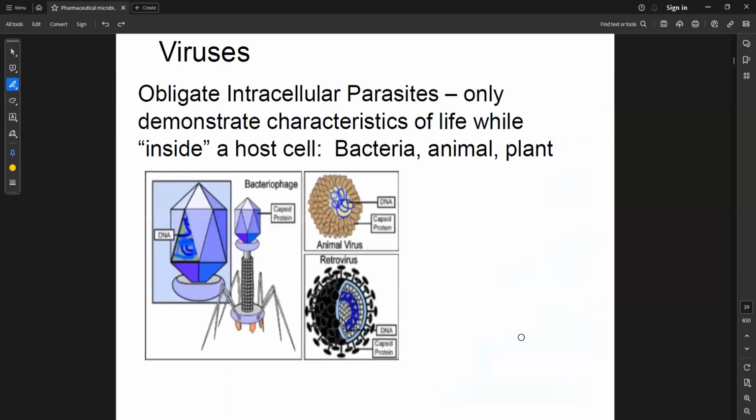Okay. Now on to viruses. So viruses are obligate intracellular parasites and only demonstrate characteristics of life when inside a host cell. When they're outside a host cell, they're basically inactive. But once they get into a host cell, which can be bacteria, an animal, or a plant, they start showing characteristics of life. What are characteristics of life? They eat, drink, poop, reproduce, die.